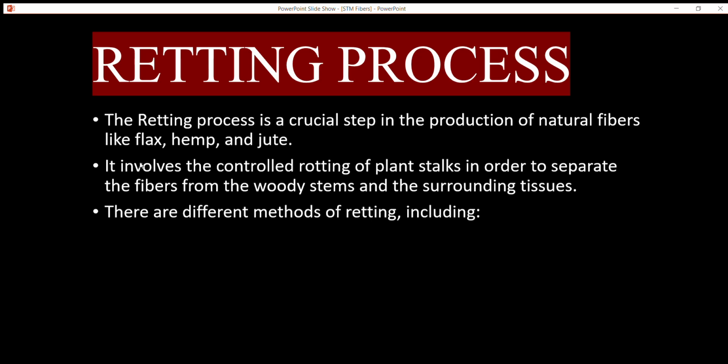So the purpose of retting process is to separate the fibers from the woody stems and surrounding tissues of the plant. So different methods are used. They have different complications and different applications.